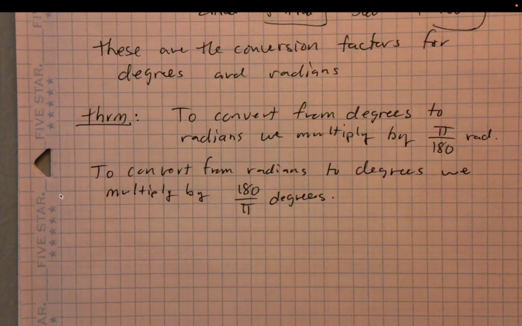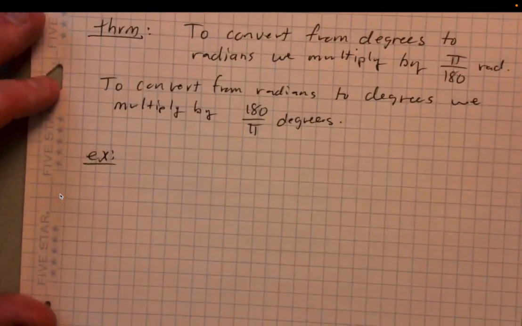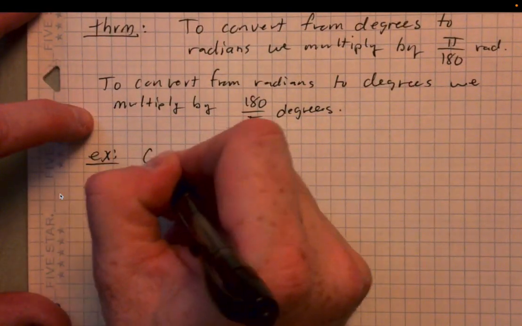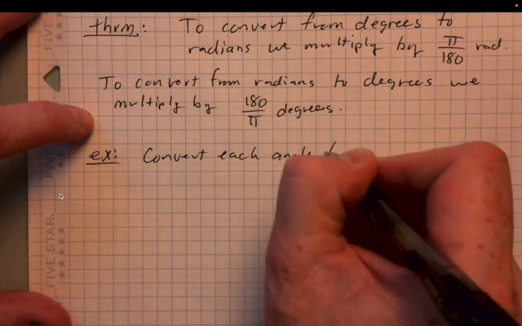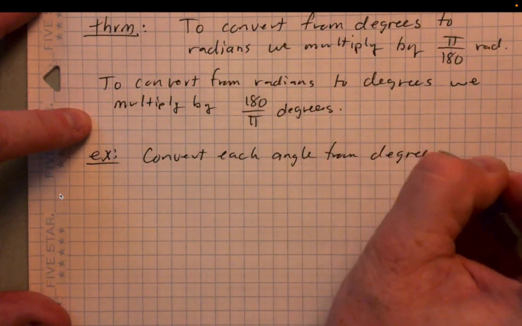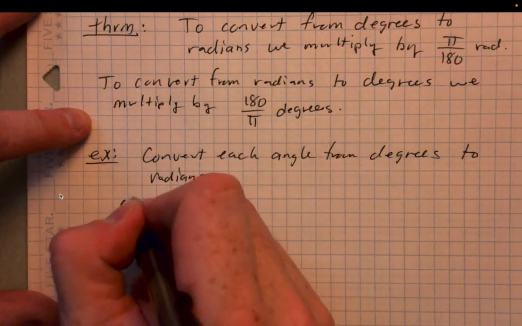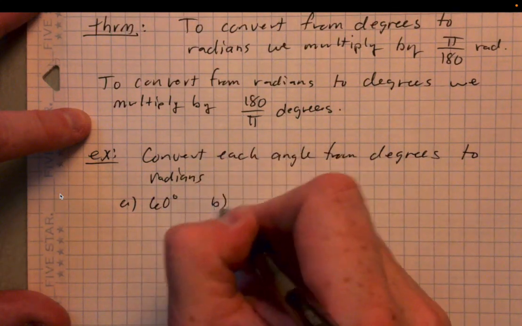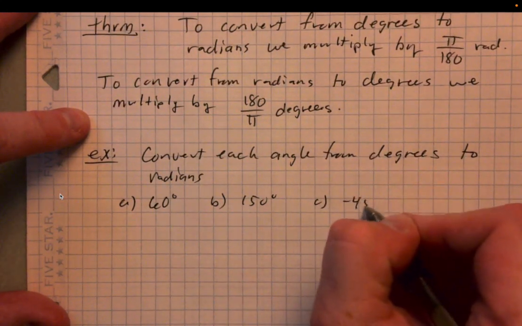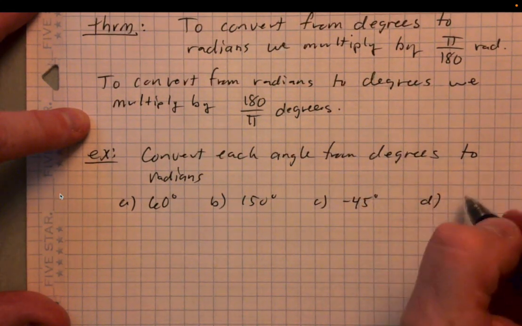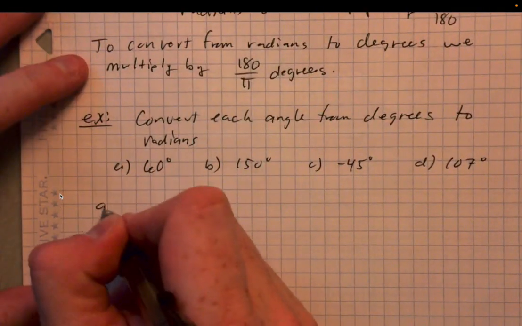Okay, let's do some examples. Let's convert each angle from degrees to radians. Okay, and let's have a couple of them. Let's say 60 degrees, 150 degrees, negative 45 degrees, and 107 degrees. Let's do these four.